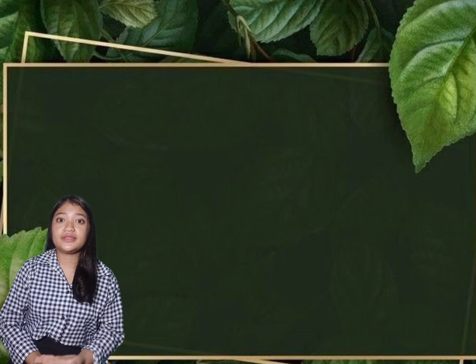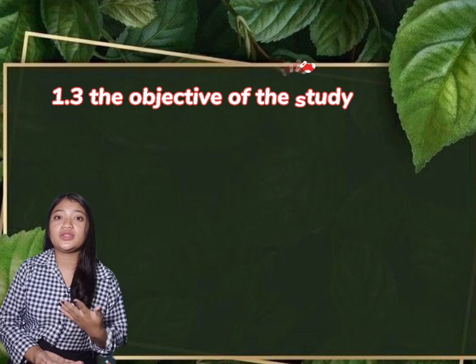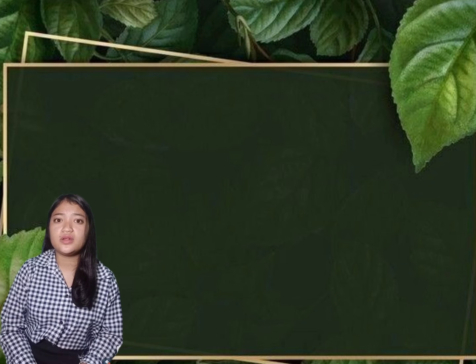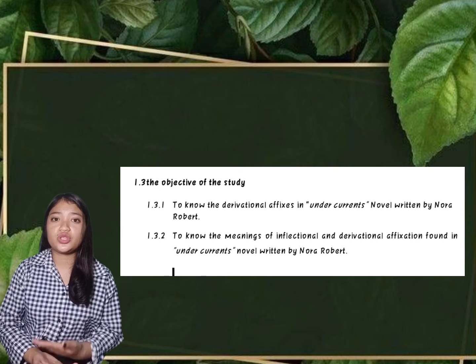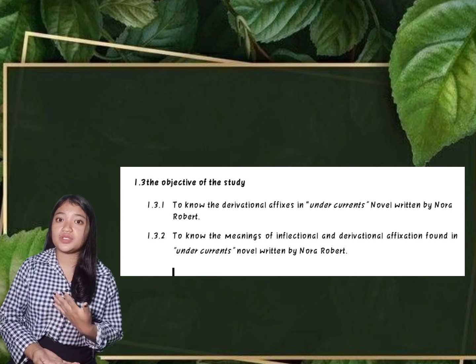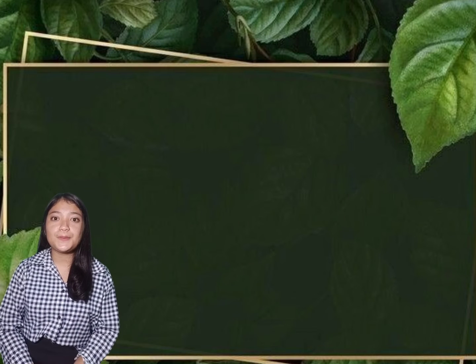And the next is the objective of the study. The objective of the study is important in order to get the right solution to a certain problem or issue. So the objectives of the study of the thesis are to know the derivational affixes in Undercurrent novel written by Nora Roberts, and to know the meaning of inflectional and derivational affixation found in Undercurrent novel written by Nora Roberts.